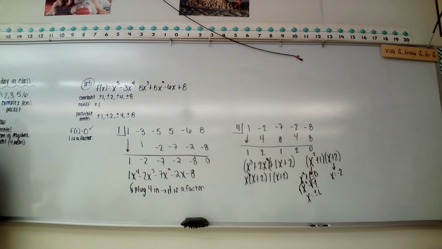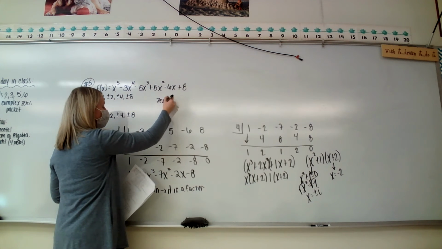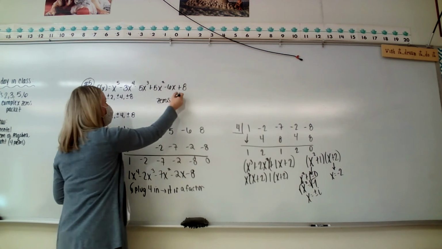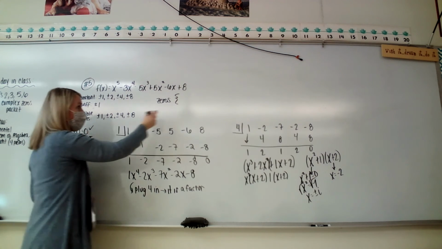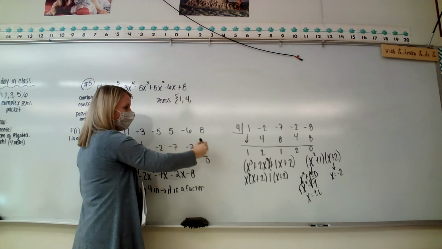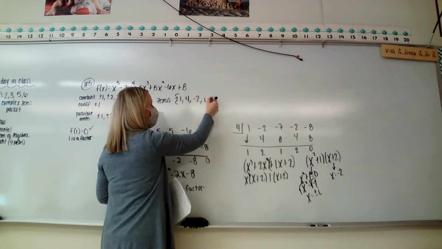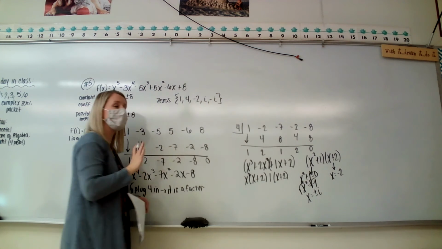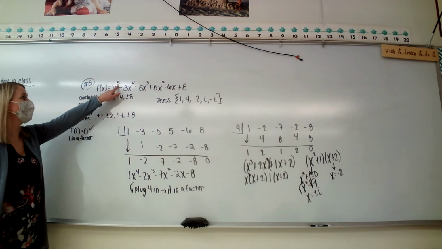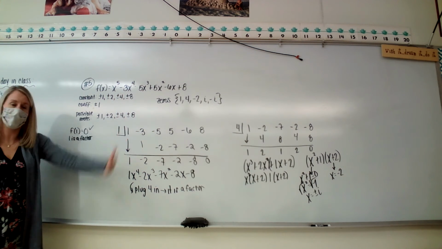Or did it say something? Find all the zeros and factor. So we have to list the zeros and we have to list it in factor form. So I would say the zeros are 1, 4, -2, i and -i. And once again, that's what the fundamental theorem of algebra says. If this is a 5th degree polynomial, there are 5 roots. So just make sure you have 5 roots.